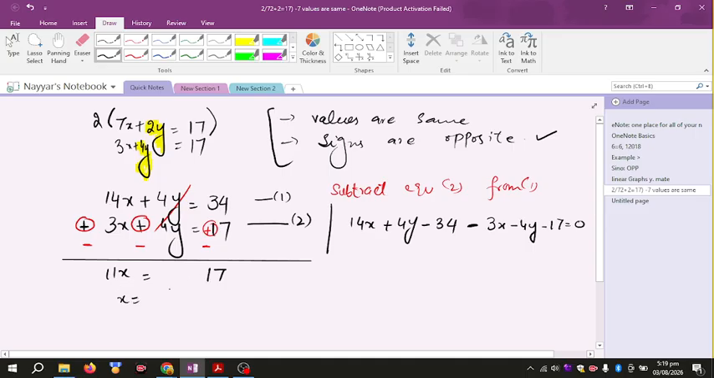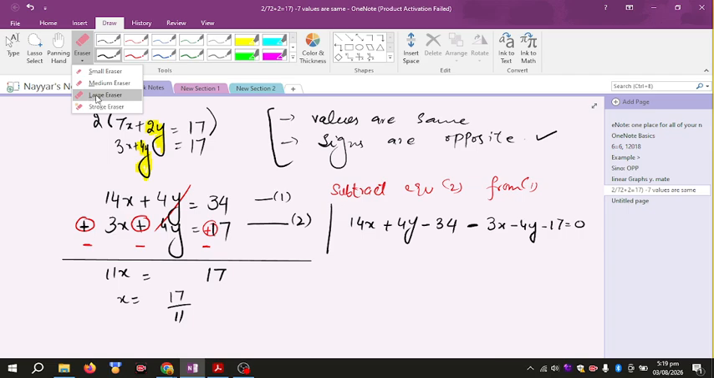Right, now we have to find out the value of x. So 11 is multiplying with x, but we'll move it to this side, it will be divided. Either we write it down in mixed fraction or decimal, it's up to us. So value of x is 17 by 11.